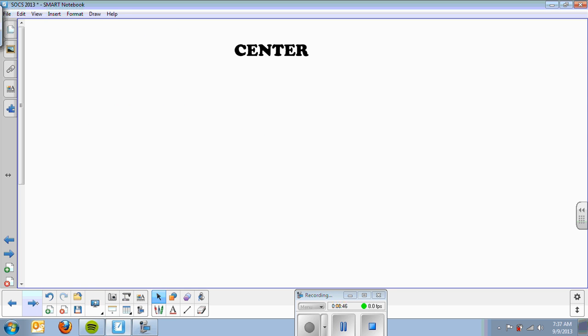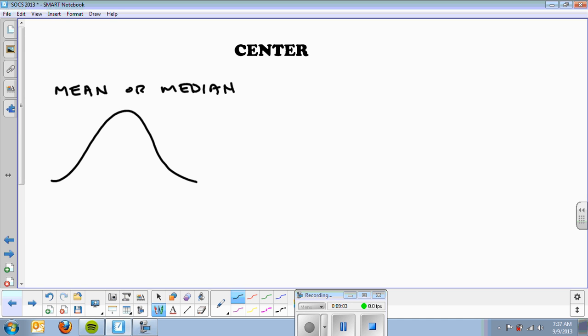Next, center. We're going to use mean or median. Both are easily calculated, but when to use which is the question that comes up. If you've got symmetric data, the mean is in the middle, 50% on the left, 50% on the right. The median is also 50% on the left, 50% on the right, and the mean is the average. In symmetric data, those happen to be the same. The mean equals the median.